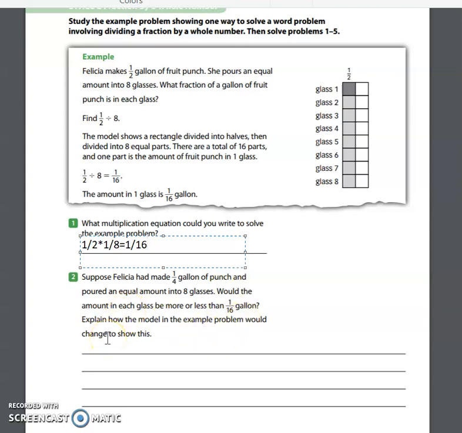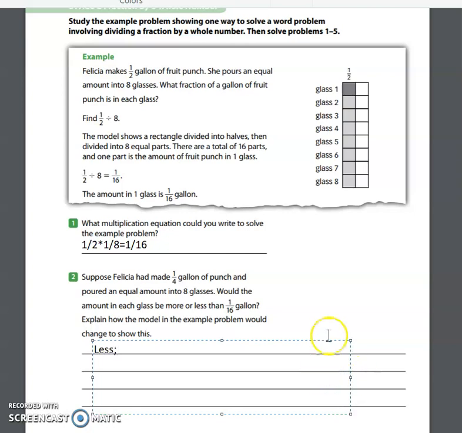Question 2 says, suppose Felicia had made 1/4 of a gallon of punch and poured an equal amount into 8 glasses. Will the amount in each glass be more or less than 1/16 of a gallon? Explain how the model in the example problem would change to show. So first, I would say, I know my answer would be less.